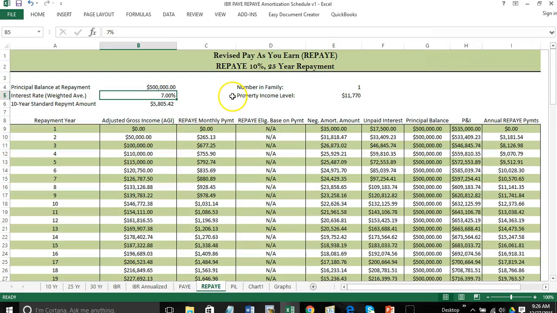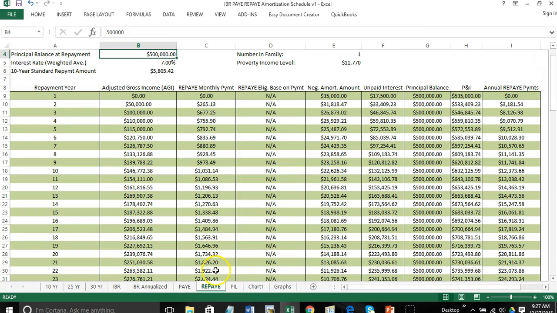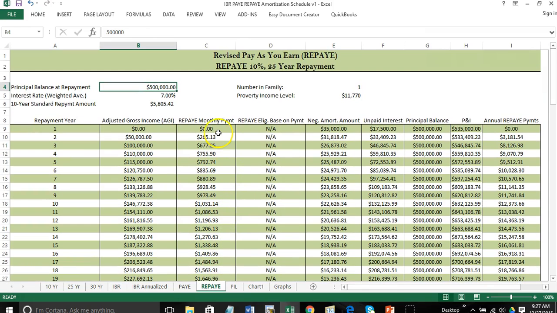So, REPAYE was really introduced to expand some of the benefits of PAYE to those borrowers who only could participate in IDR. But those individuals who are on PAYE might want to consider moving into REPAYE in certain situations. So again, same income information. The payments on a monthly basis are the same as PAYE because they're using 10% of discretionary income to determine what the monthly payments are.